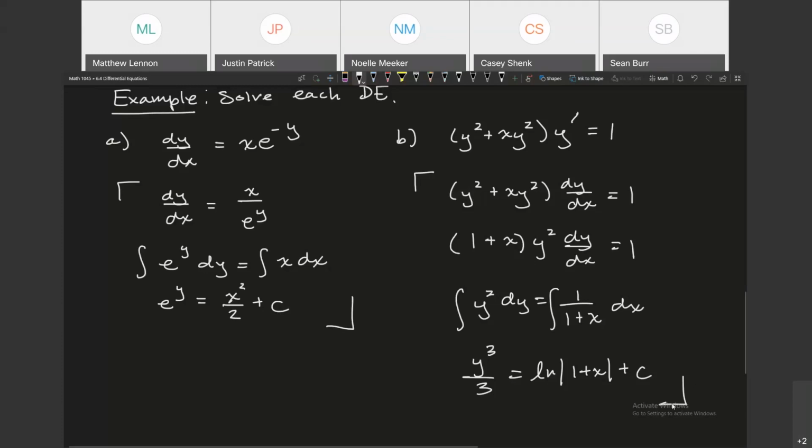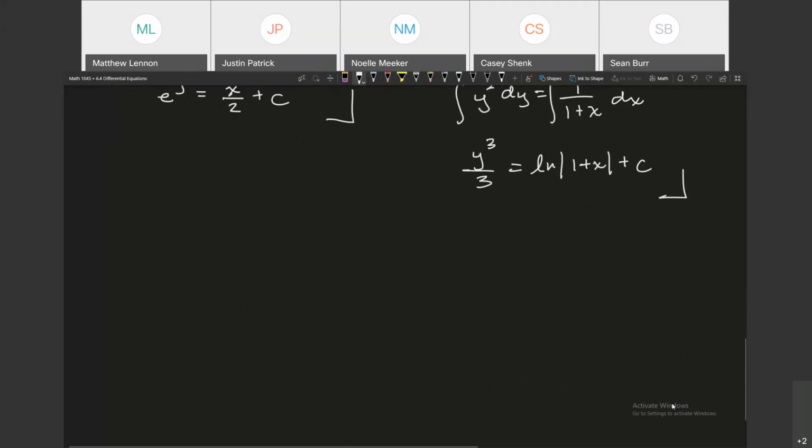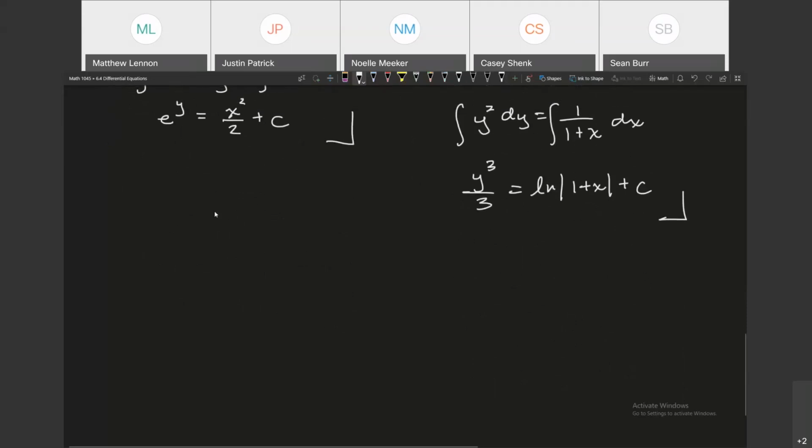Okay, so now let's look at some initial value problems and see how those differ. So an initial value problem, the first step is to solve the DE as usual. Then the second step is essentially to plug in your point and figure out what that capital C is, what that specific constant is, and the initial value allows you to do that. So we want to solve each IVP.